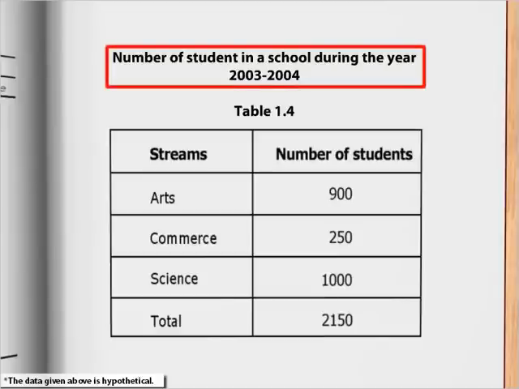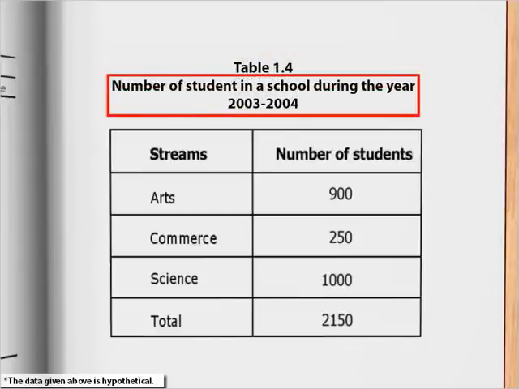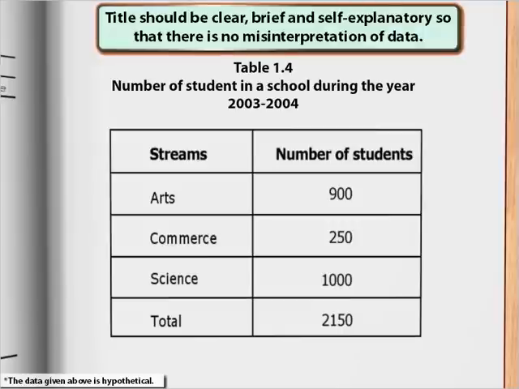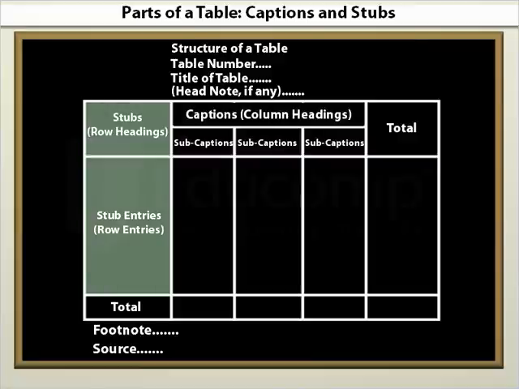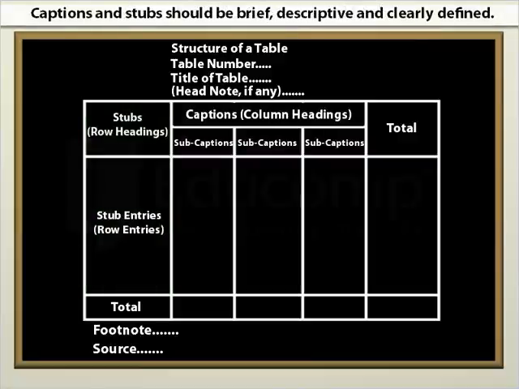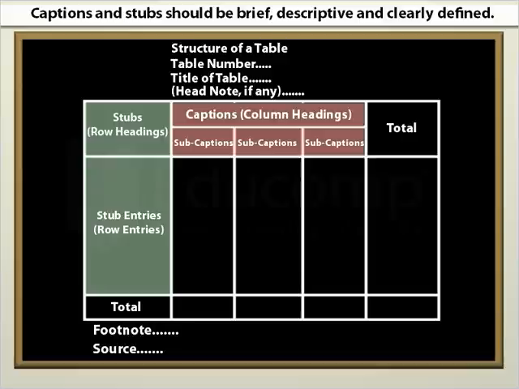The title finds its place succeeding the table number or just below it. It should be clear, brief and self-explanatory so that there is no misinterpretation of data. Captions are the headings given to the vertical columns, while headings given to horizontal rows are called stubs. Both captions and stubs should be brief, descriptive and clearly defined.